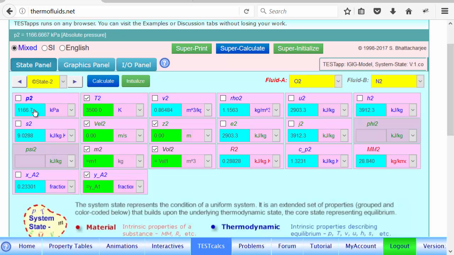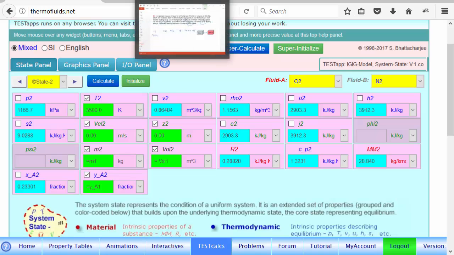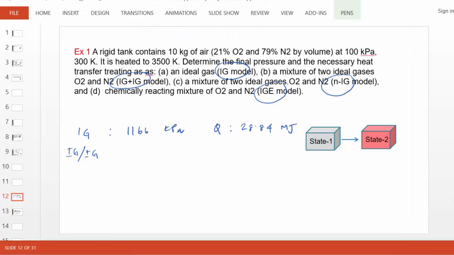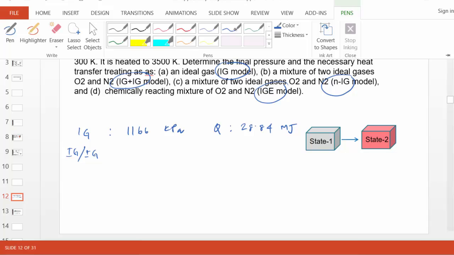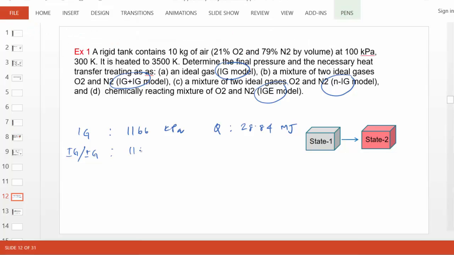Notice the pressure is exactly the same, 1167. So let's fill up this table, 1166 kPa. And what is Q?